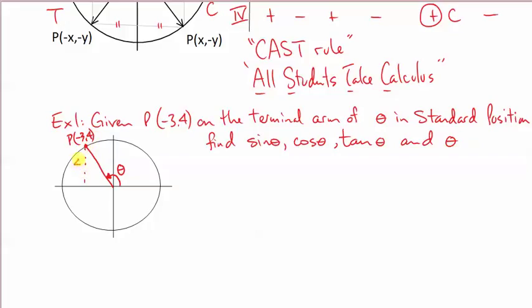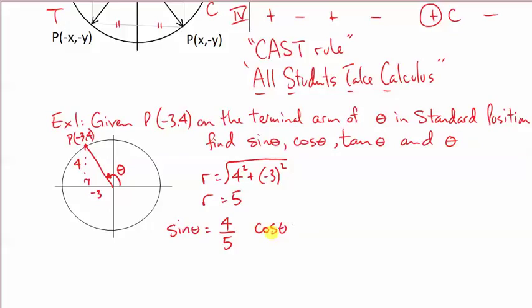So that means I've got a 4 here, I've got a negative 3 here. Hopefully you can see right away from Pythagorean theorem, because I'll always get little right triangles here with the coordinate system, that the r value is going to be the square root of 4 squared plus negative 3 squared, or 5. That leads me to being able to come up with trig ratios for sine, cos, and tan. Sine theta is the y-coordinate, 4 over r. Cos theta is the x-coordinate over r.